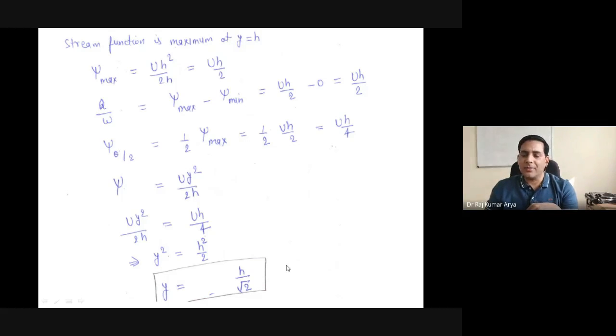Will everyone get it? If not, do it now, just do it actually. Or do it the way I told you there, just calculate psi 1. Psi 1 is equal to 0. Psi 2 is u y square upon 2h. Psi 3 is u h by 2. Calculate the difference of psi 3 minus psi 2, equate it to psi 2 minus psi 1, and then you will get your value of y.